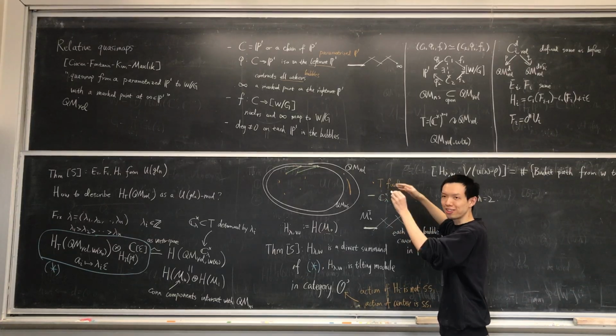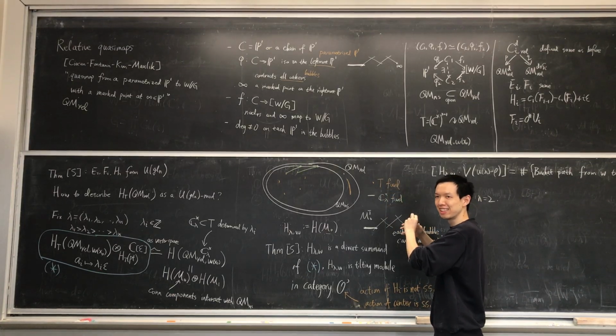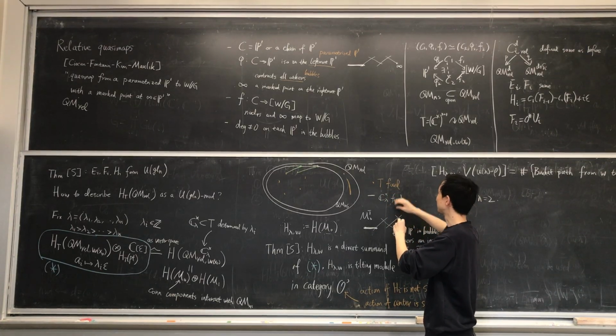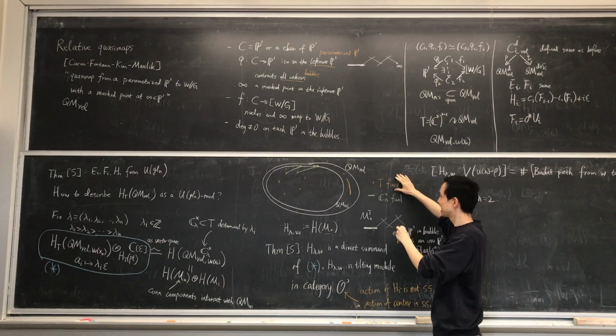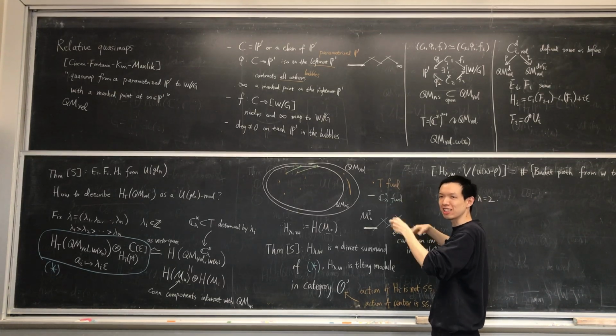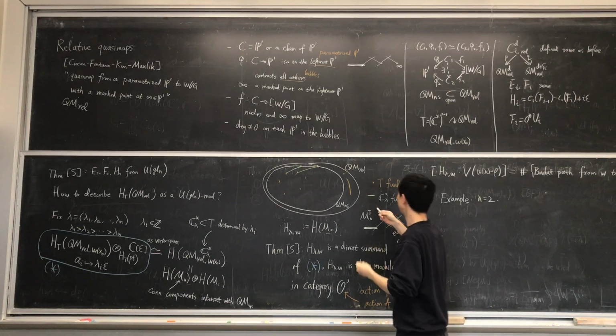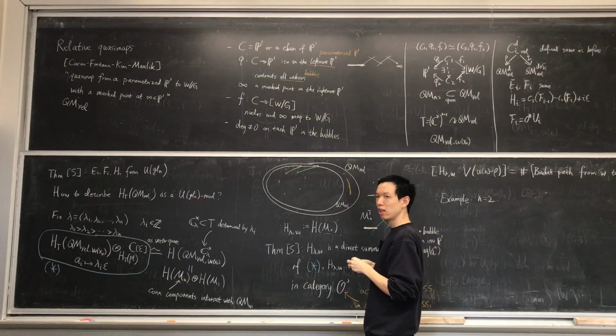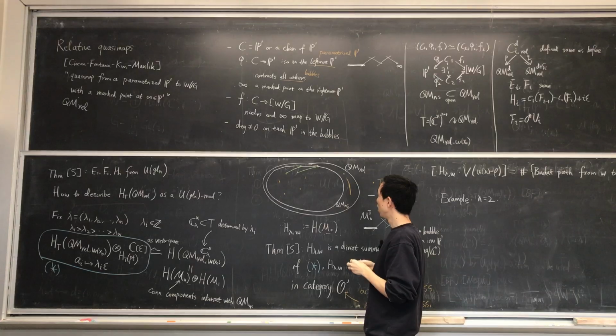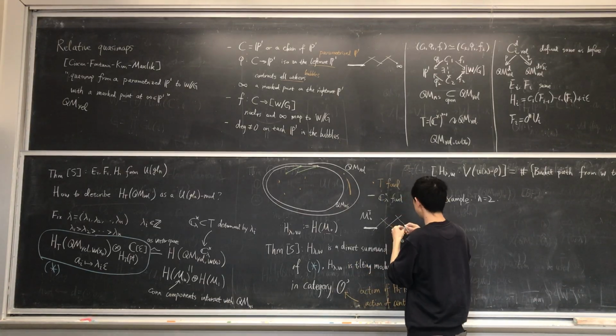So T is a bigger torus, C star is a smaller torus. So you have fewer T fixed points and more C star fixed points. Yeah. Oh yeah, C star fixed points. Yes.